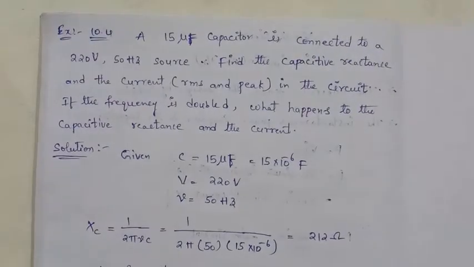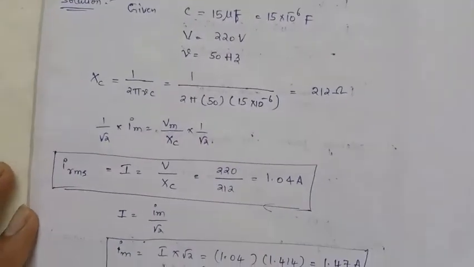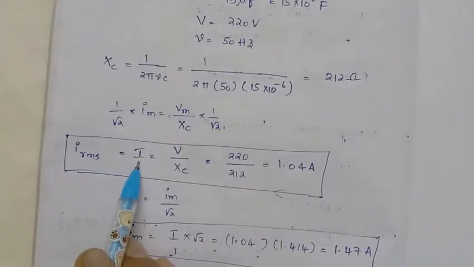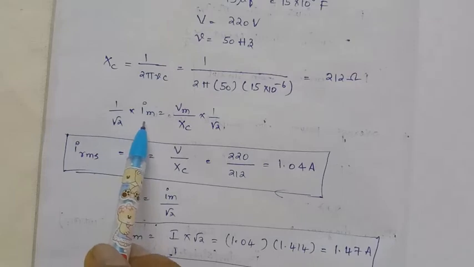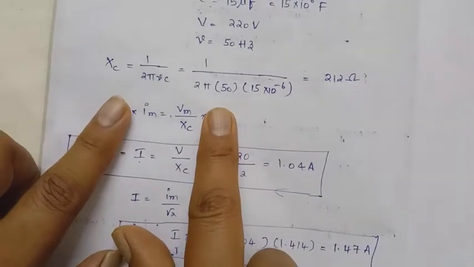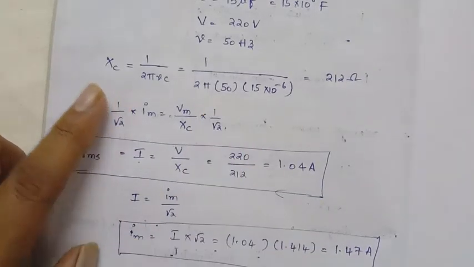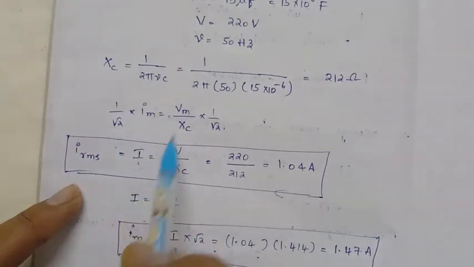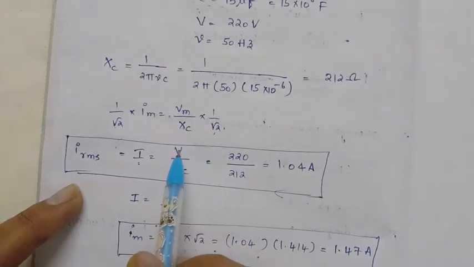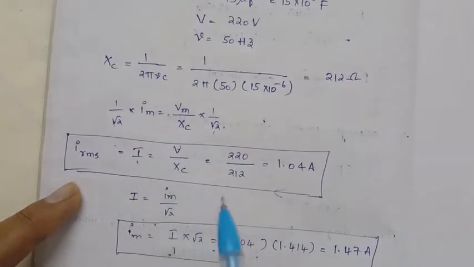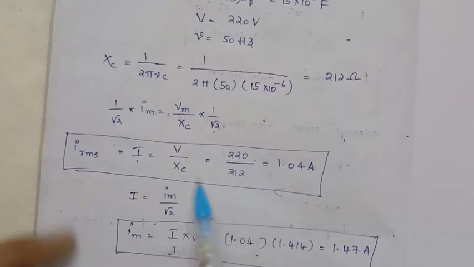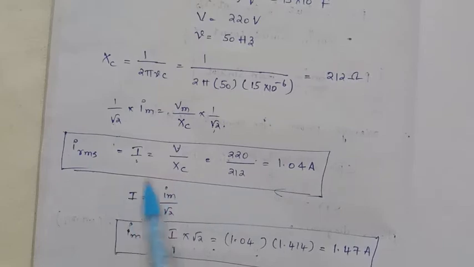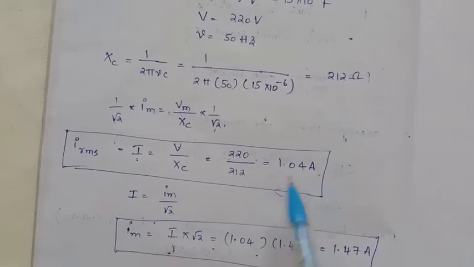So here the calculation part is there. IM is equal to, IRMS is equal to capital I. So how to get it? Already you know the formula. It is IM is equal to VM by XC. IRMS means IM by root 2, that is capital I. VM by root 2 is nothing but capital V upon XC. So what is the voltage? 220 volts. And what is the reactance? 212 ohms. So then IRMS is equal to 1.04 amperes.